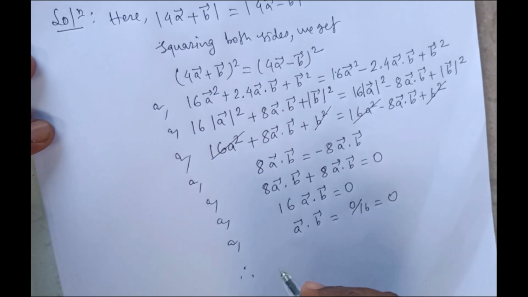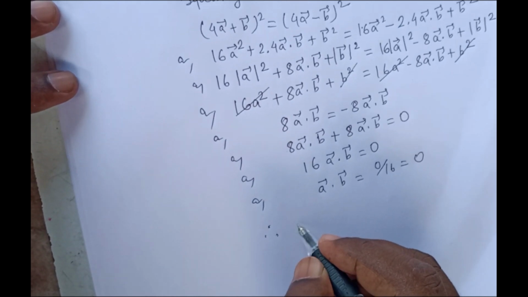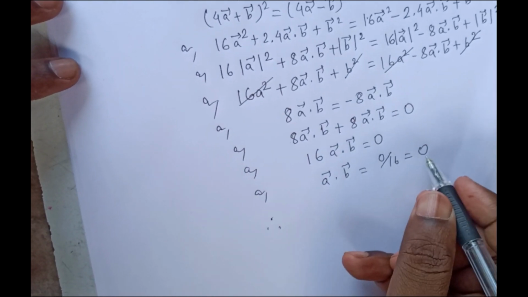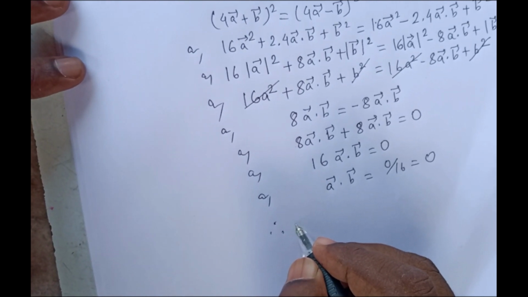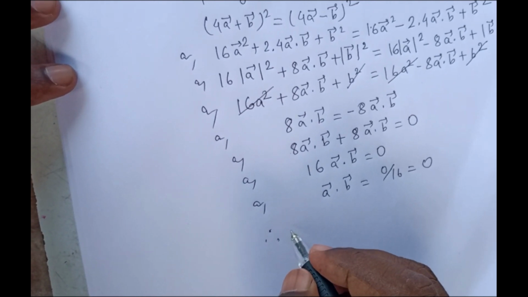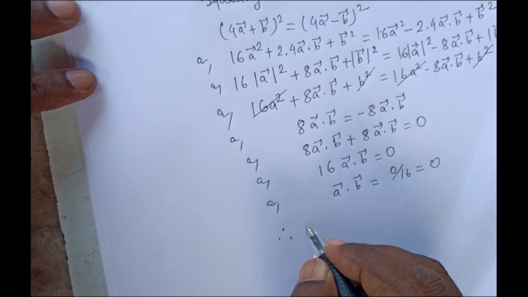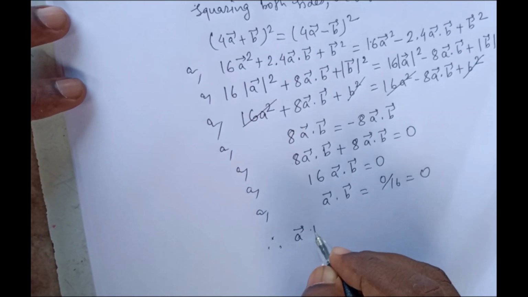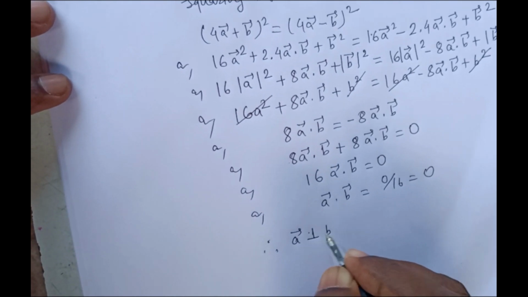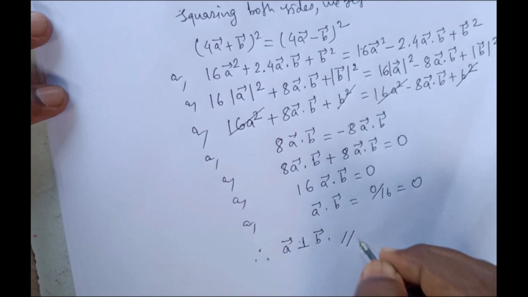Therefore, according to the condition, if a·b is 0, then we say that they are perpendicular to each other. So we can write here that vector a is perpendicular to vector b, hence proved.